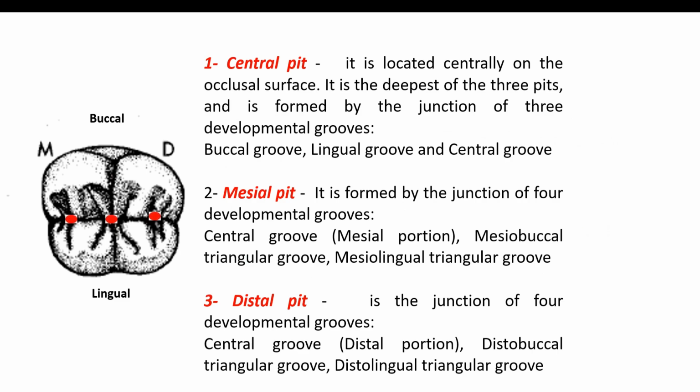This we already know. Central pit is the deepest point of the central fossa, junction of the central groove, buccal groove and lingual groove. Mesial pit, deepest point of the mesial triangular fossa and is formed by the junction of the central groove, mesiobuccal triangular groove and mesiolingual triangular groove. And the distal pit again is the junction of the developmental grooves, that is the central groove and the distobuccal triangular groove and distolingual triangular groove. So all three of them meet at the distal pit.